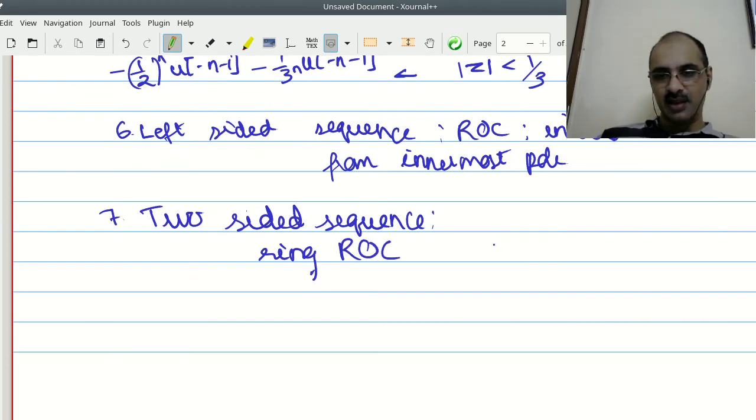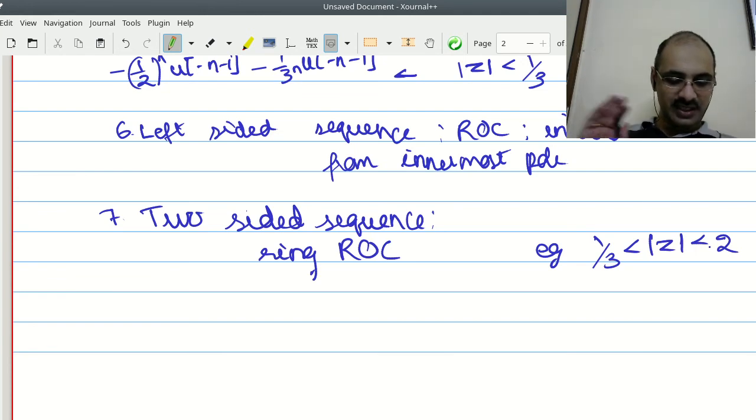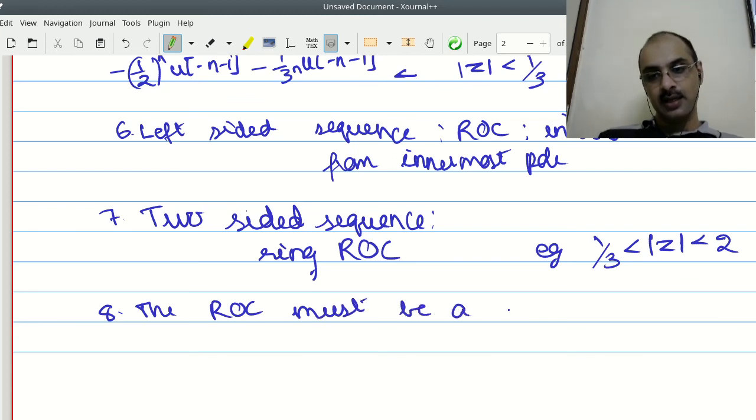That is, you'll have something of the form, let's say 1/3 < |z| < 2, or less than half or something of the sort. So you have a double-sided sequence. When you have a double-sided infinite sequence that is neither finite on one side or the other, and I mean two-sided infinite sequence, you're going to have a ring ROC. And finally, another important property: the ROC must be a connected region.